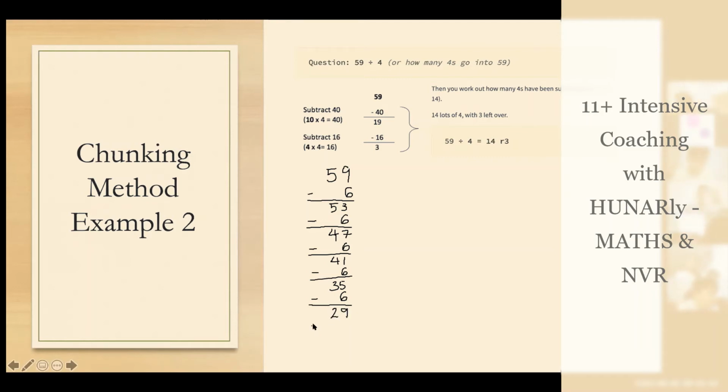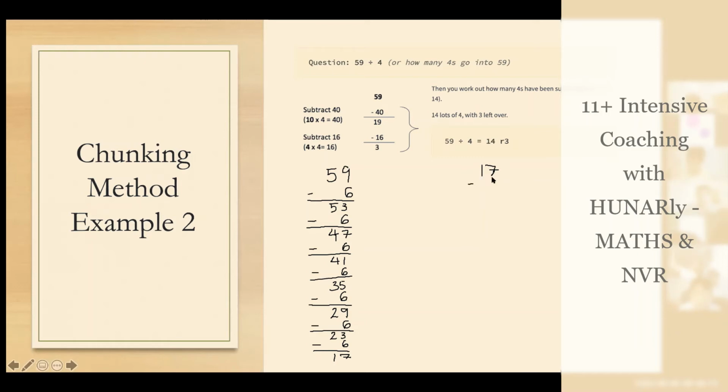Okay, and then next step, who can do that? Radha, can you tell me? 23. Yeah, perfect. And then who can do the next one? Akshara? 17. 17, perfect. So actually, guys, because we're running out of board, I'm just going to carry it on up here. So we've got 17.